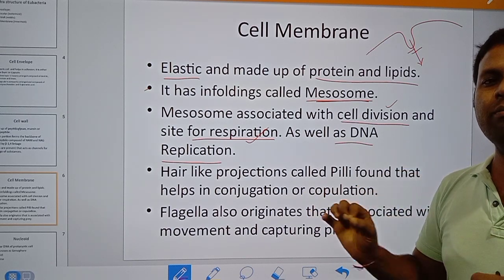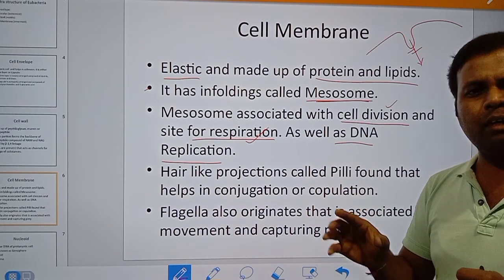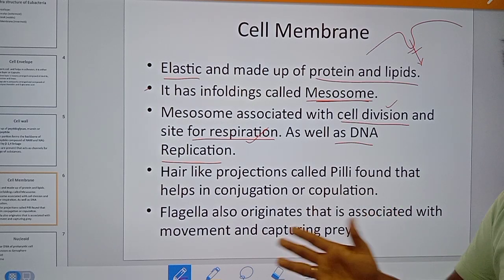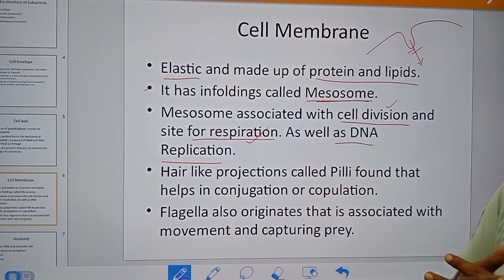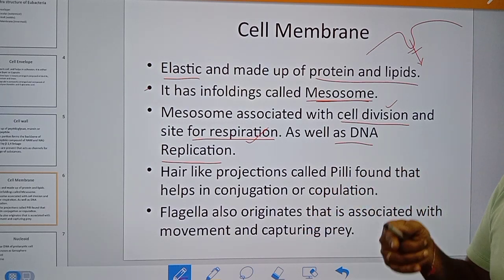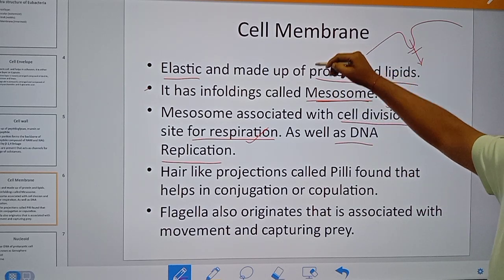So it does not mean that they do not produce ATP. They also respire. Their respiration is something different. They respire aerobically as well as anaerobically. There are certain anaerobic bacteria, and aerobic bacteria are also there. But the site of their respiration is this mesosome.